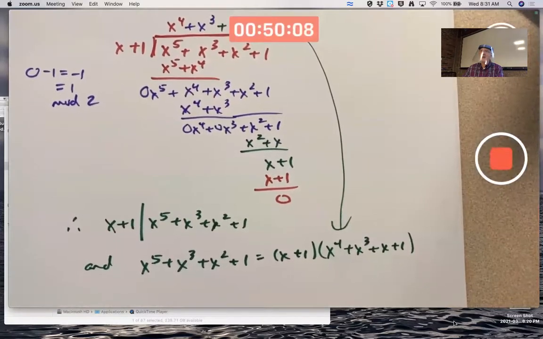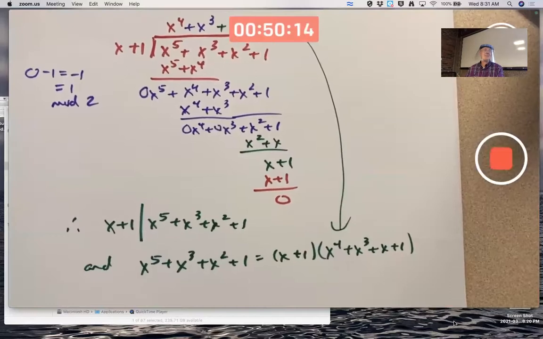Kind of weird, kind of fun. I think it's fun. We don't fully understand everything yet, but yeah, these calculations can be done in this ring, Z2X.